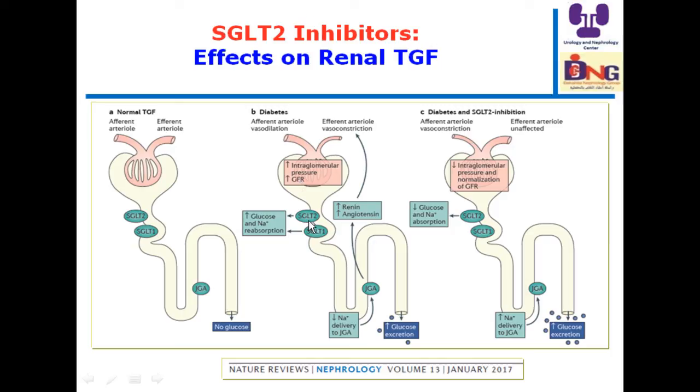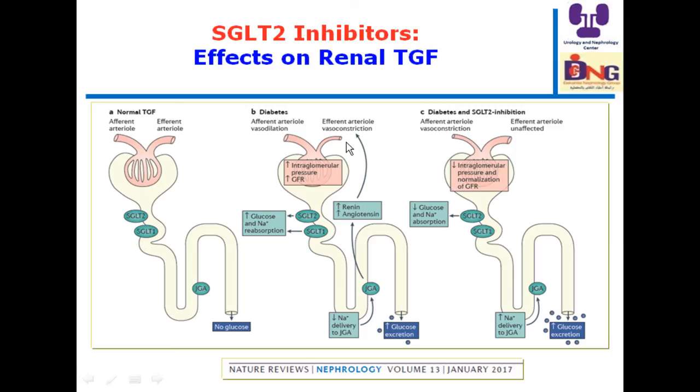The transporters' capacity increases. This means glucose and sodium reabsorption increases too, with subsequent reduction of sodium delivered to the juxtaglomerular apparatus, which will stimulate the renin angiotensin system and lead to more efferent vasoconstriction. At the same moment, there is abnormality of the tubulo-glomerular feedback, leading to disruption of this feedback with subsequent afferent vasodilatation. So in type 2 diabetes, we have afferent vasodilatation and efferent vasospasm. This will lead to intraglomerular hypertension and hyperfiltration with subsequent hyperfiltration injury.